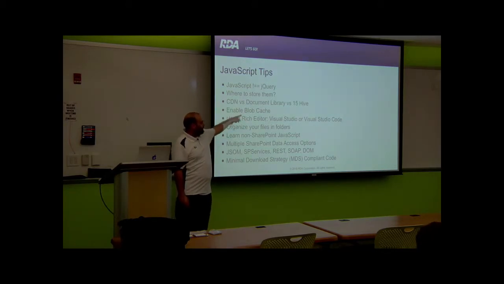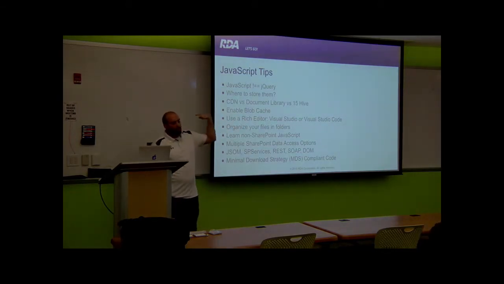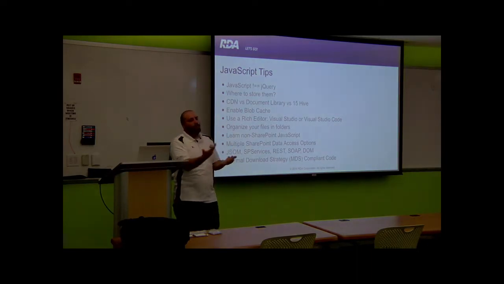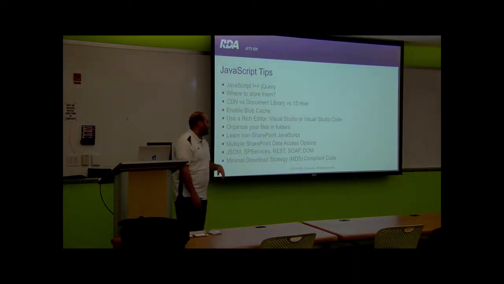This is more of an on-prem thing. If you enable blob caching, it'll take all of those binaries, your JS files, and treat them like binaries, and push them to the front ends, get caching advantages and things like that.